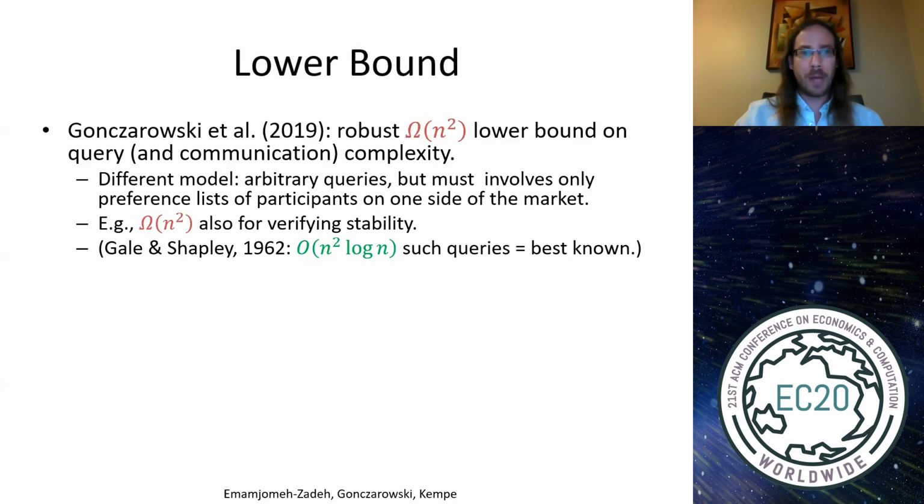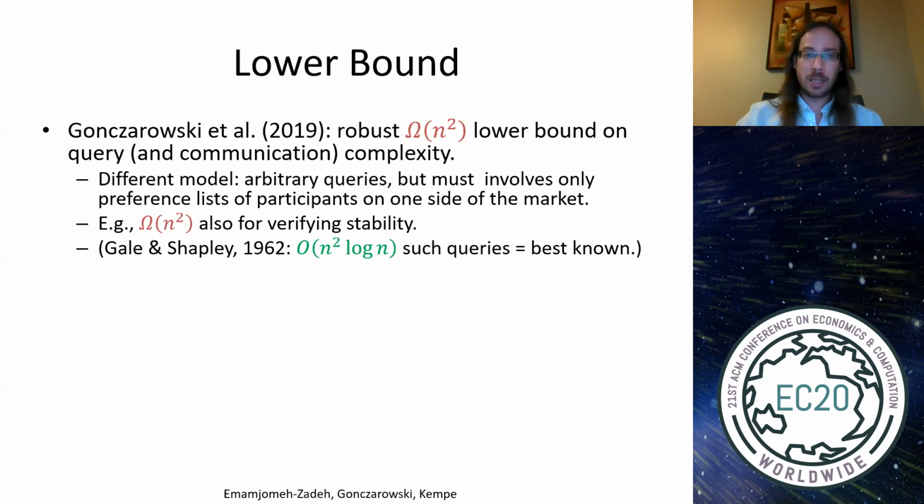So what about a lower bound? There is a paper by, how do you pronounce it? Never mind. They show a robust n squared lower bound on the query complexity, on the communication complexity of finding a stable matching, but in a starkly different model. They have arbitrary bitwise queries, but these must involve only a single side of the market, only the preferences on a single side of the market. And to drive that point home, note that the lower bound of n squared there also holds for verifying stability, while in our course queries, you need only one query to verify stability.